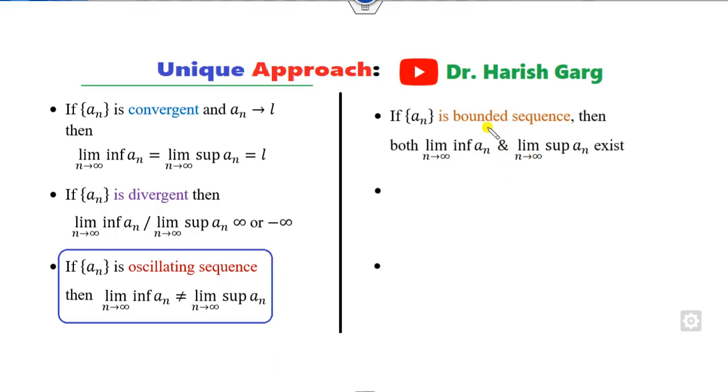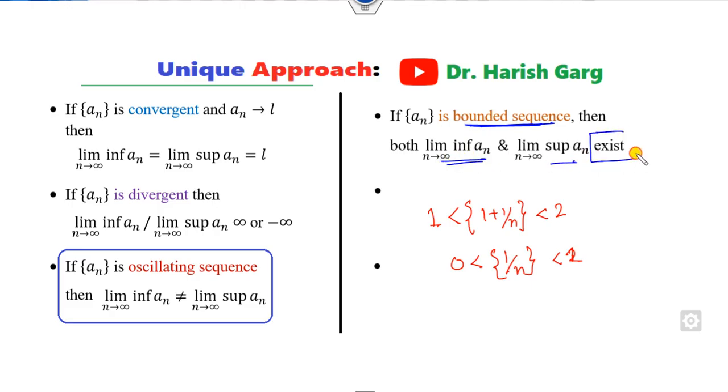If you prove that the sequence is bounded, like 1 plus 1 over n, clearly this is bounded between 1 and 2, or if I consider the sequence 1 over n, it is bounded between 0 and 1. Once you have proved it is bounded, both limits must exist. Whether they are equal or not is not guaranteed, but they always exist.